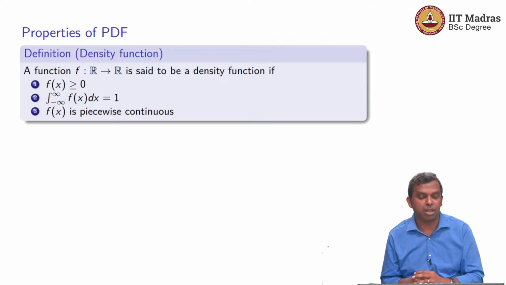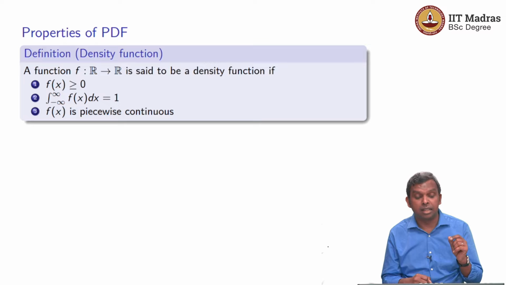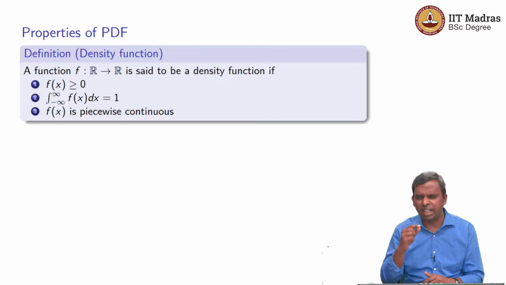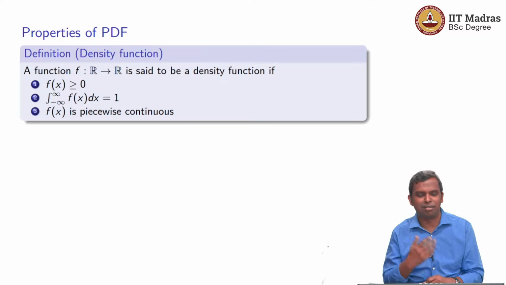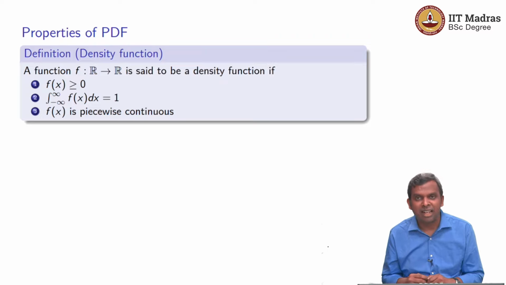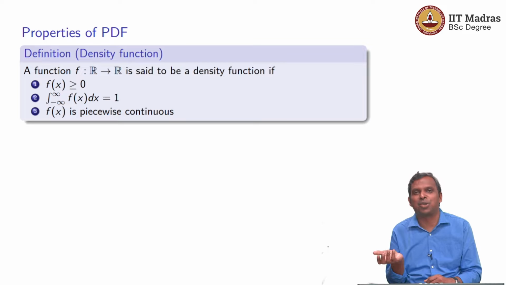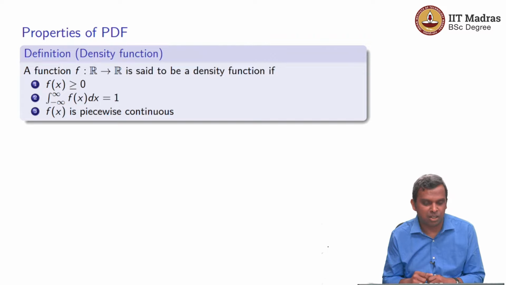Here are the three properties. The function has to be non-negative, greater than or equal to 0. Why is that? It's the derivative of an increasing function. And anyway, it's a probability density, so you cannot go negative. If you go negative somewhere over an interval, probability cannot go negative. It has to be positive.